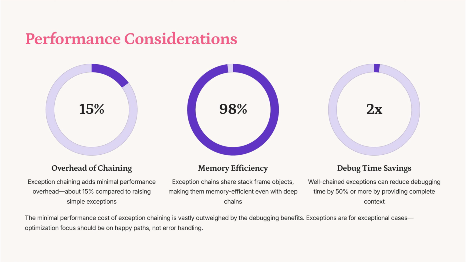Exception chaining introduces a modest 15% performance overhead, yet it remains memory efficient by sharing stack frame objects. The real advantage lies in debugging, where well-chained exceptions can save the time needed by offering complete context. Prioritize optimizing happy paths over error handling, as exceptions are meant for exceptional cases.